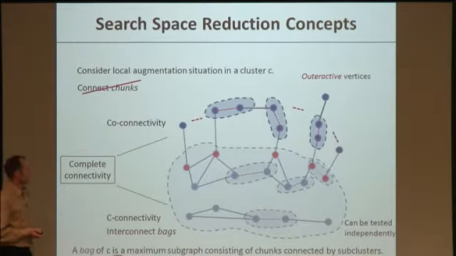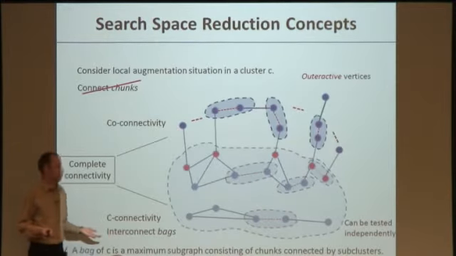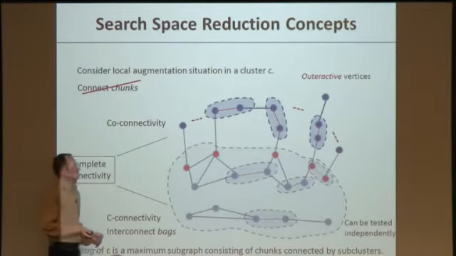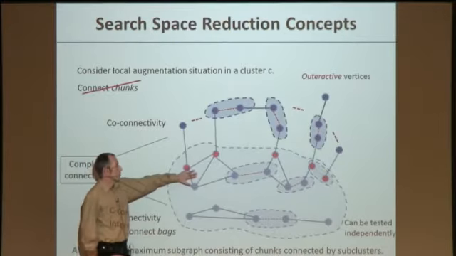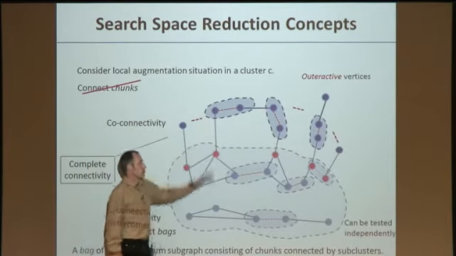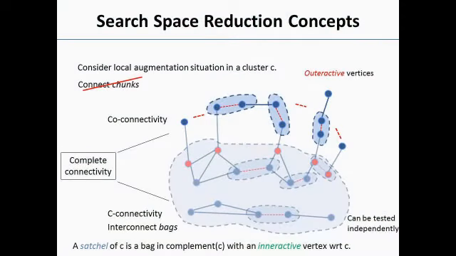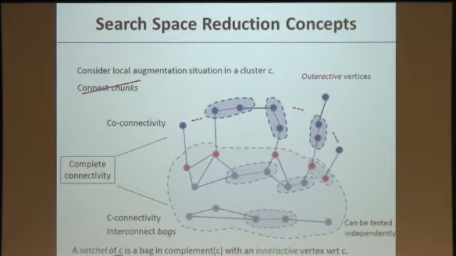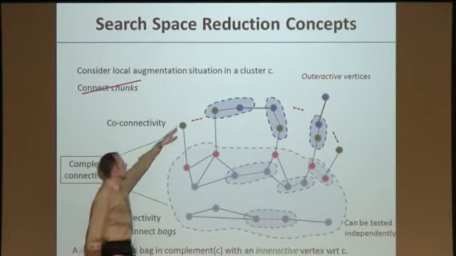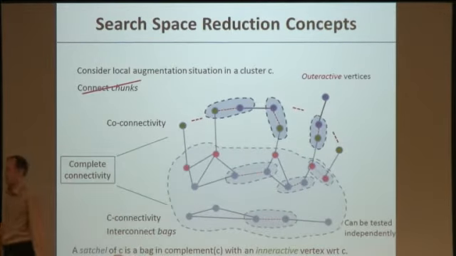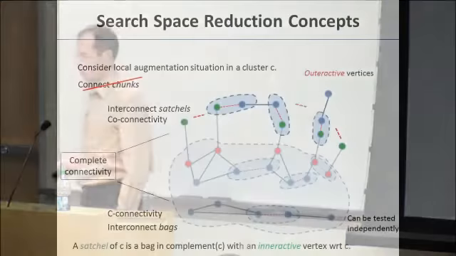And basically, it's the same concept as for the cluster connectivity, but to make sure we distinguish in the following between the bags that we have here and the structures we have here, we also give these structures a name. And the bags in the complement are called satchels of a cluster. These satchels are connected via inner active vertices to our cluster.